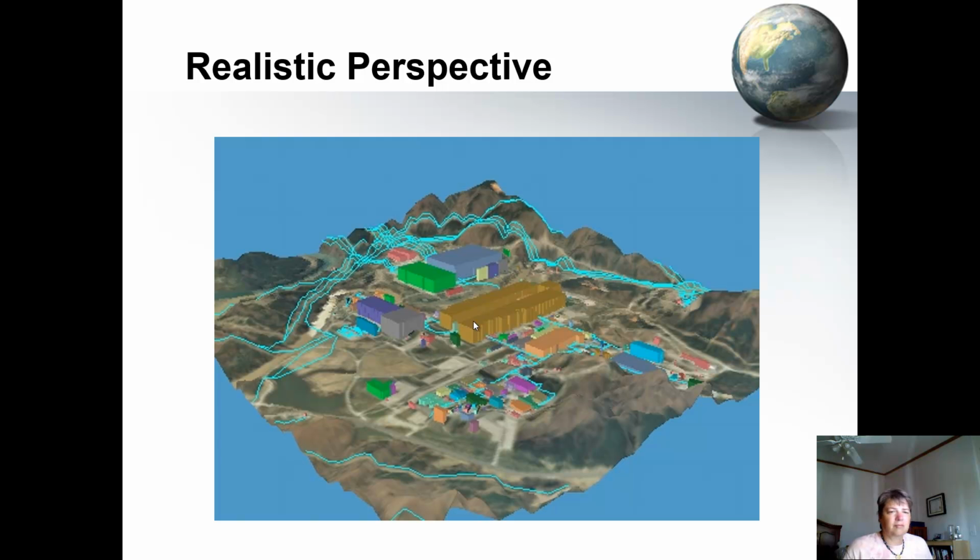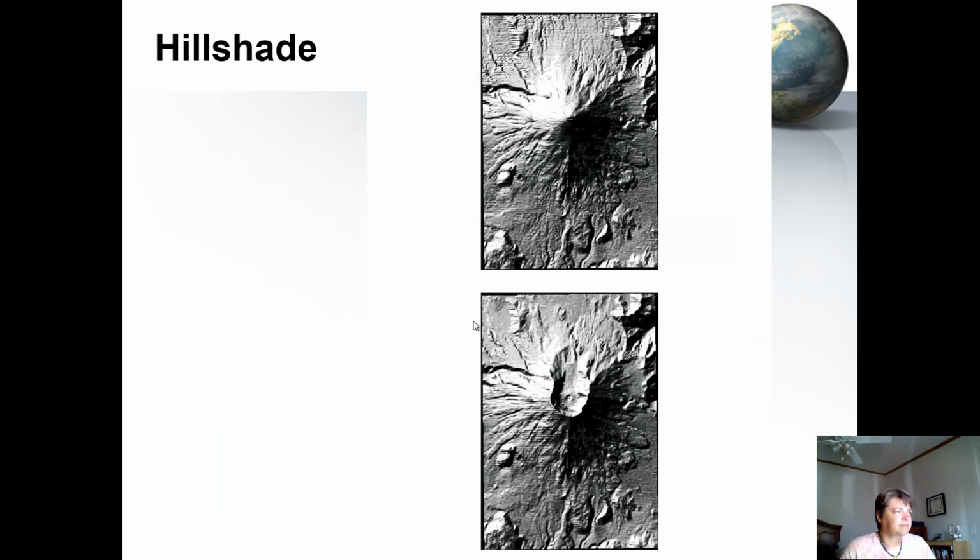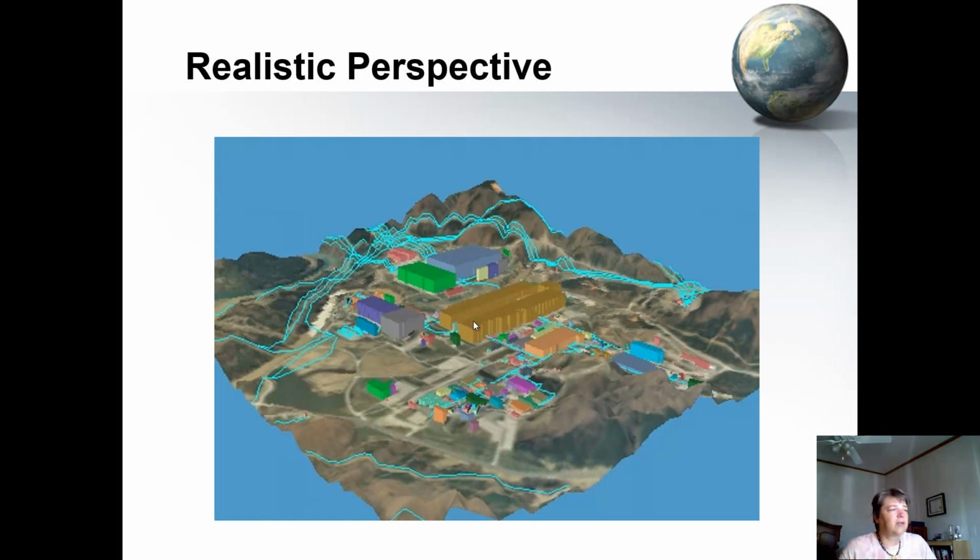Realistic perspective. This is what Google Earth does, and if you go into Google Earth and you click on 3D buildings, you'll see very realistic 3D buildings of downtown Austin. It's really pretty neat. And Hillshade. These are things that you will be doing when we get into 3D mapping. So we'll also do one of these as well, without the buildings. I'm not good at drawing the buildings.